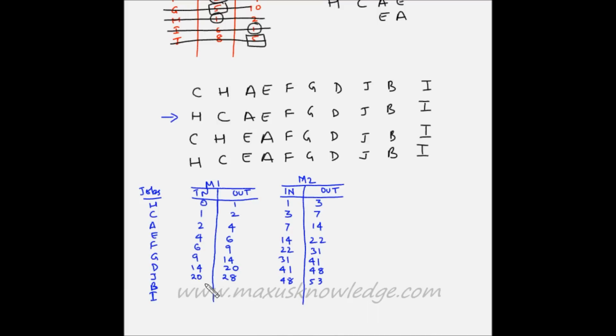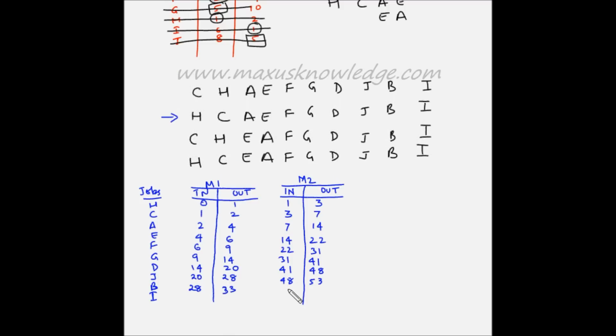B will be into M1 at the 28th hour, and it takes 5 hours there, so it will be out on the 33rd hour. Now B will go into M2 at the 53rd hour, and it takes 3 hours there, so it will be out at the 56th hour. I will go into M1 at the 33rd hour, and it takes 6 hours to be processed, so it will be out on the 39th hour. Now I will go into M2 at the 56th hour, and it takes 1 hour to be processed there, so it will be out at the 57th hour.